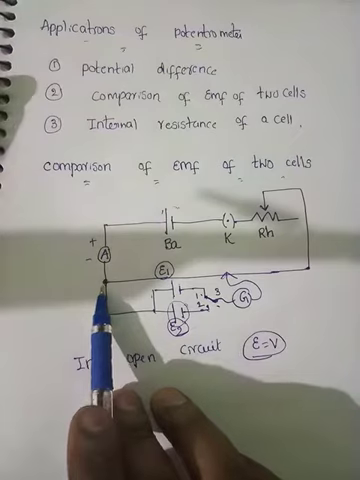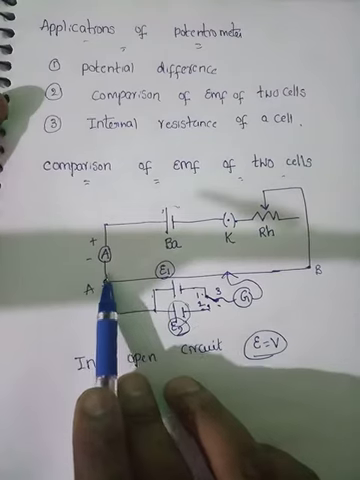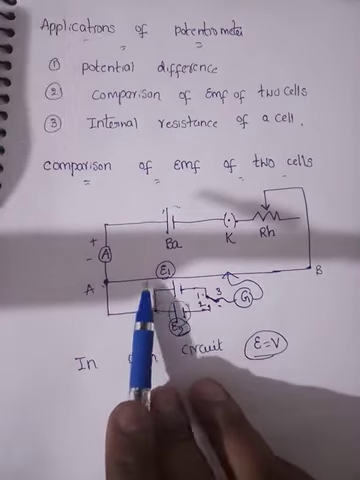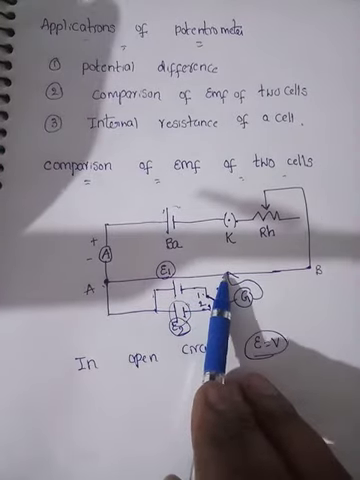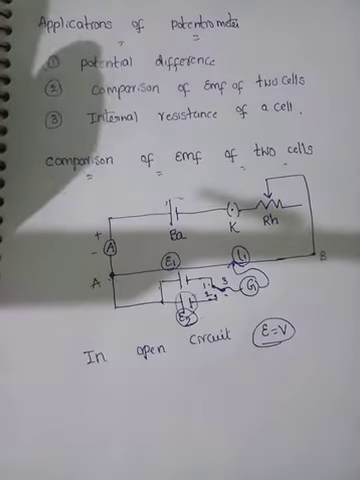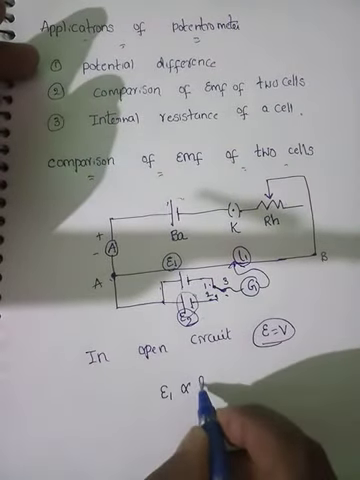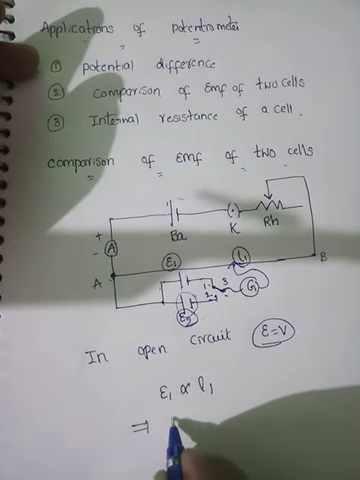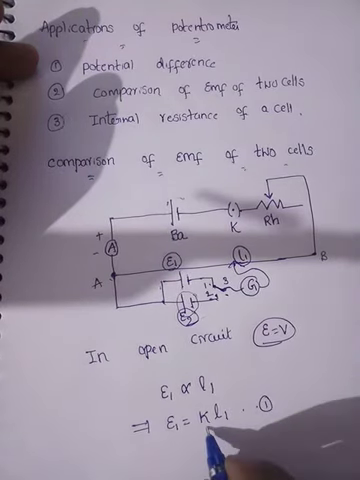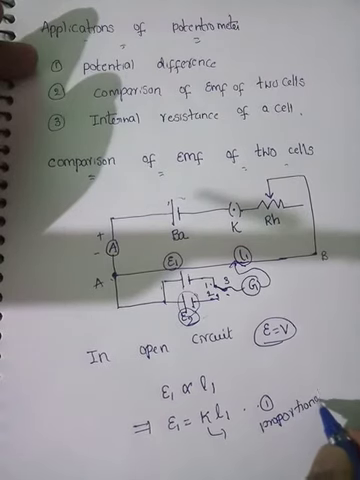Now we start to slide from A to B, using which device? By using a jockey. While you are sliding the jockey, the galvanometer starts to deflect, and at a particular point, called the balancing length, the deflection of the galvanometer is 0. Let us assume that the balancing length for E1 is L1, so E1 is directly proportional to L1. That implies E1 equals K L1, where K is the proportionality constant.